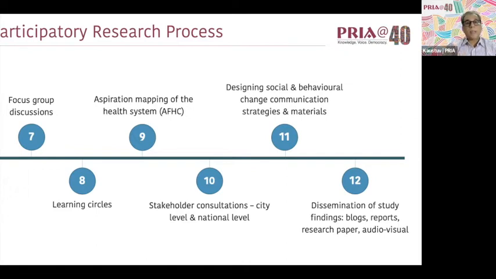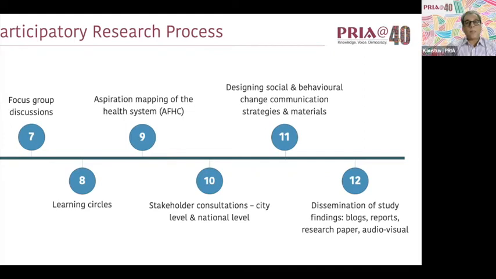Once this was done, we also realized that one of the provisions of this RKSK program was to have an adolescent friendly health clinic in each location. Unfortunately, these adolescent friendly health clinics were not operating as would have been desired.